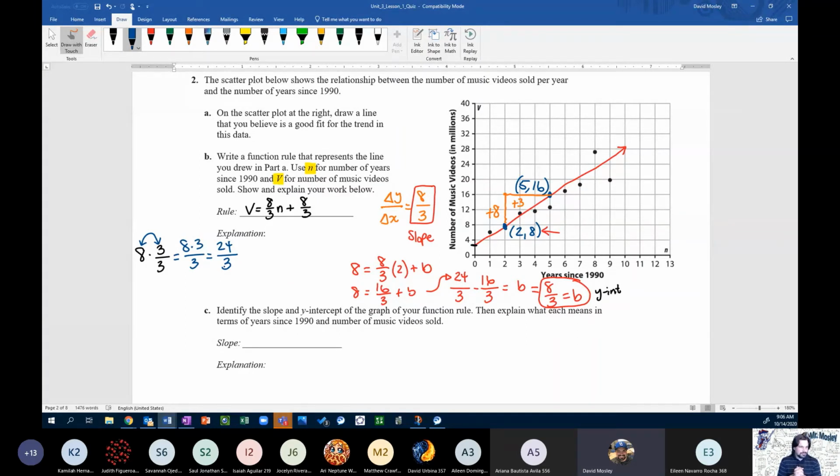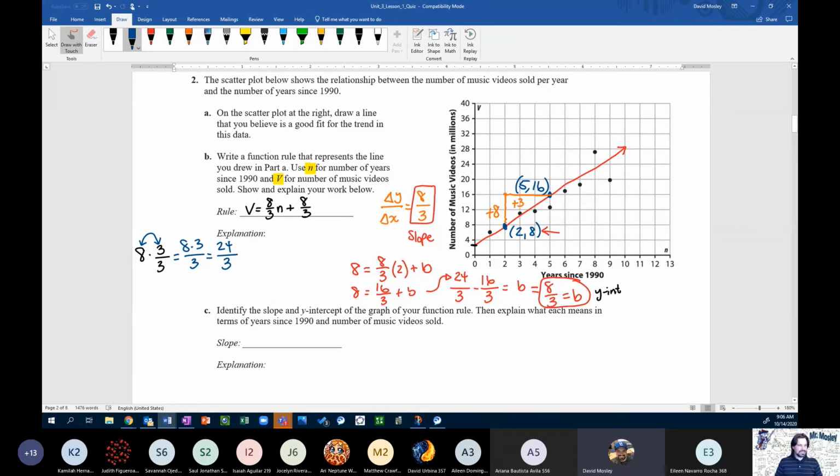All right, so show and explain our work. We have all the work. That counts as our explanation in this case. If we wanted to write it out, we can say I selected 2 points along my line. I used those 2 points to find the slope, and then used the first point to solve for the value of the y-intercept, or to solve for b in the equation, and then we have our equation. Well, and so we've already done part C as well. So that's nice.